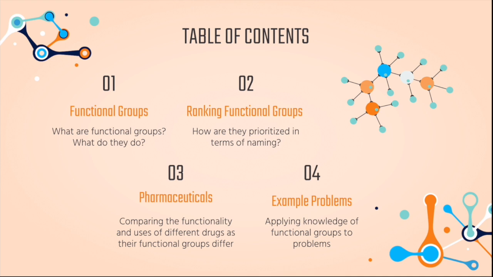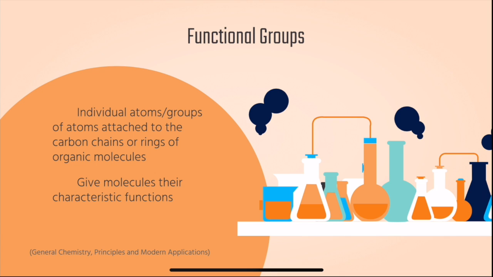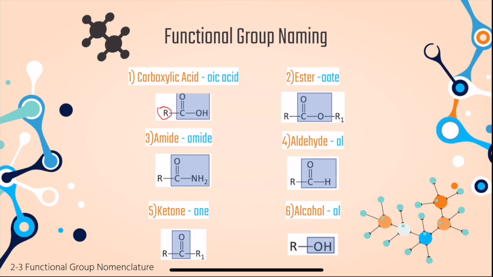functional groups. So all matter is made up of different simple and complex molecules and compounds. Functional groups are individual atoms or groups of atoms that are attached to the carbon chains or rings of organic molecules, and they give the molecules their characteristic functions. So if two molecules have the same functional group, they're likely to have similar properties. So next we'll be going over what the ranking of the functional groups actually is. We're going to start with the highest priority and end off with the lowest priority.